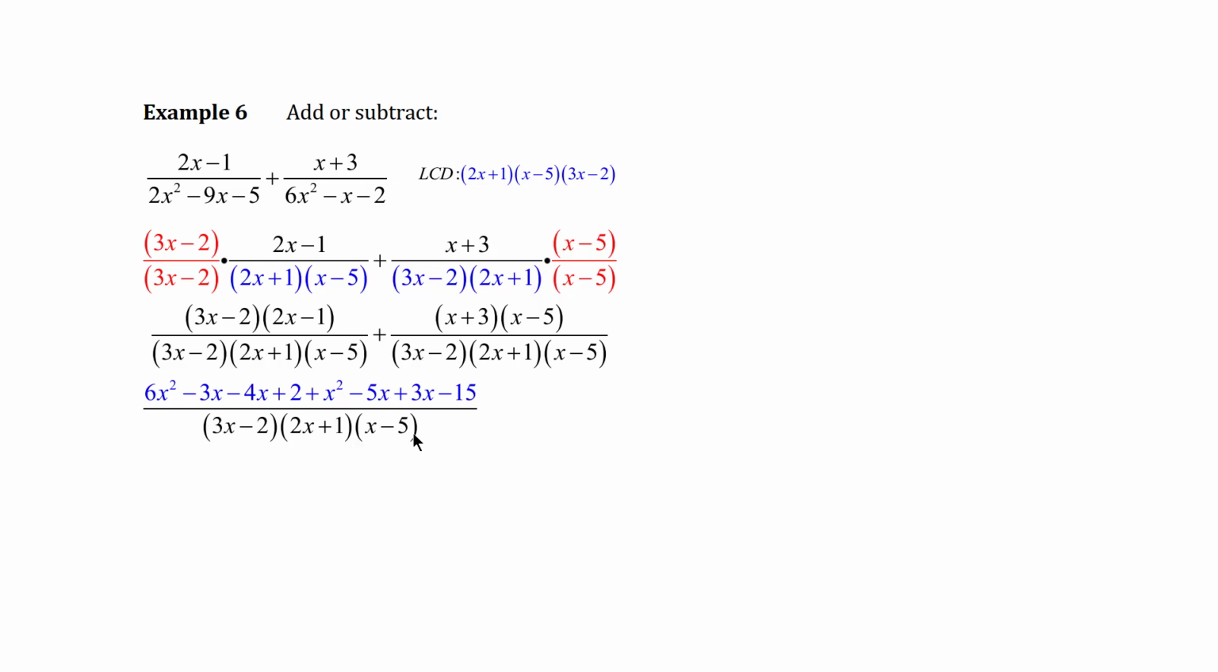Now we just simplify everything in the numerator. We can combine the 6x squared and the plus x squared to get 7x squared. We combine the minus 3x, the minus 4x, the minus 5x, and the plus 3x to get negative 9x. We also combine the 2 and the negative 15 to get negative 13. The final result is 7x squared minus 9x minus 13 divided by parentheses 3x minus 2 times parentheses 2x plus 1 times parentheses x minus 5.